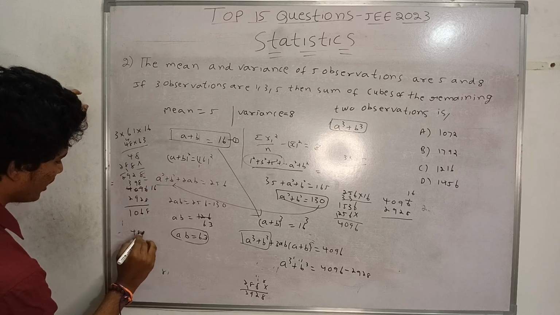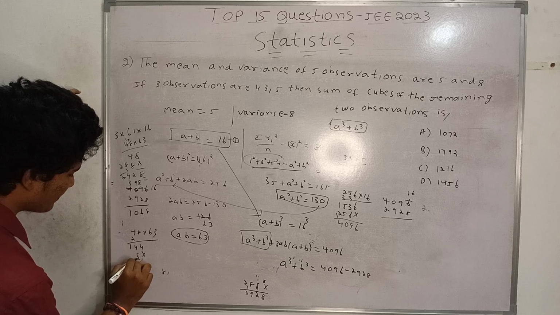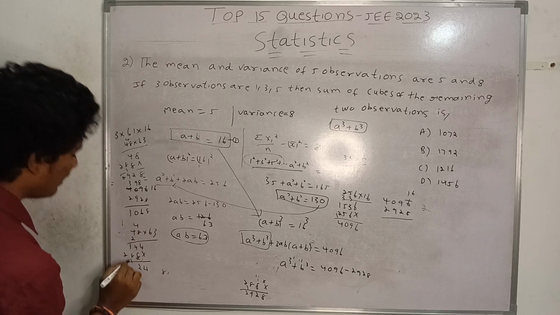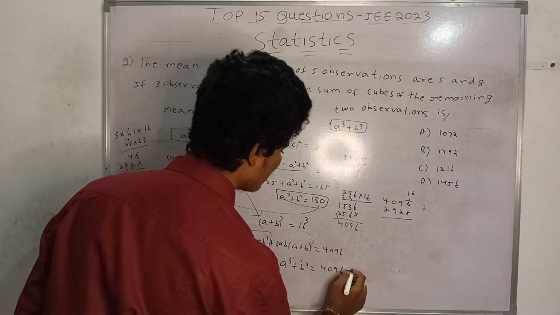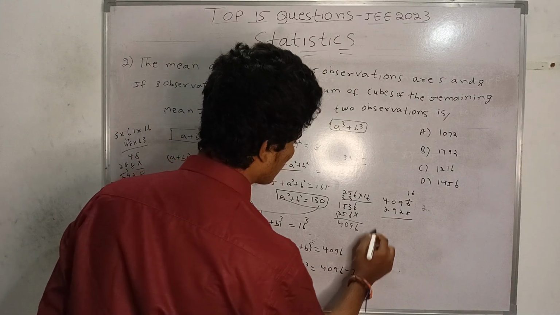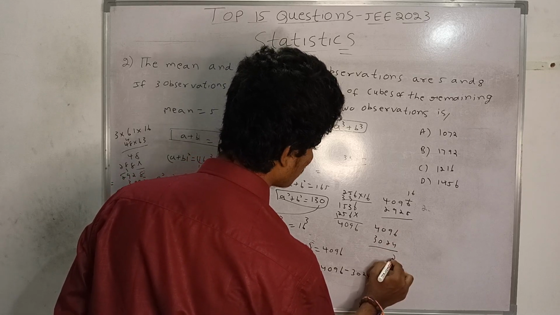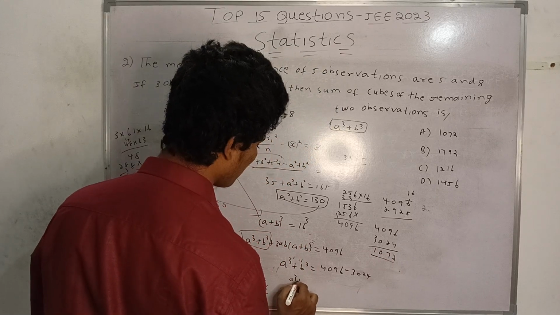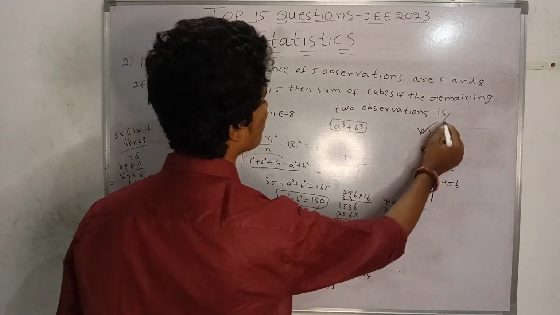So 48 into 63 is 3024. Here it is 3024. So now 4096 minus 3024 is 1072. That is a cube plus b cube equal to 1072, which is option A.